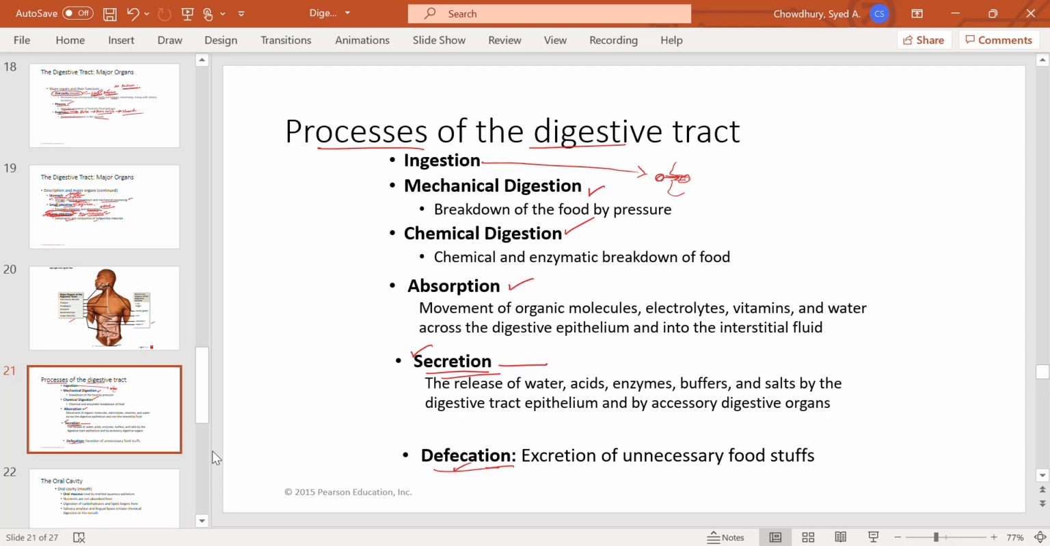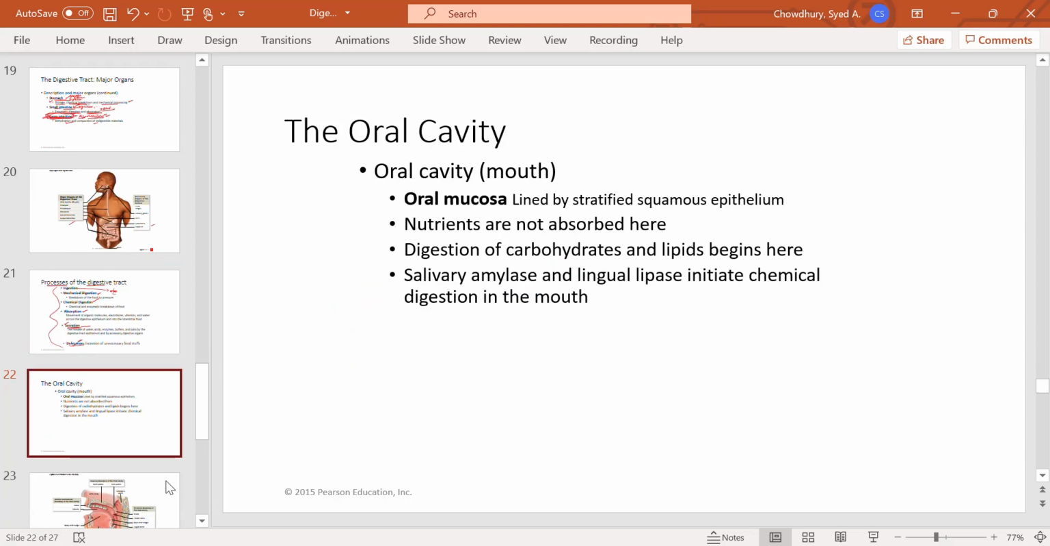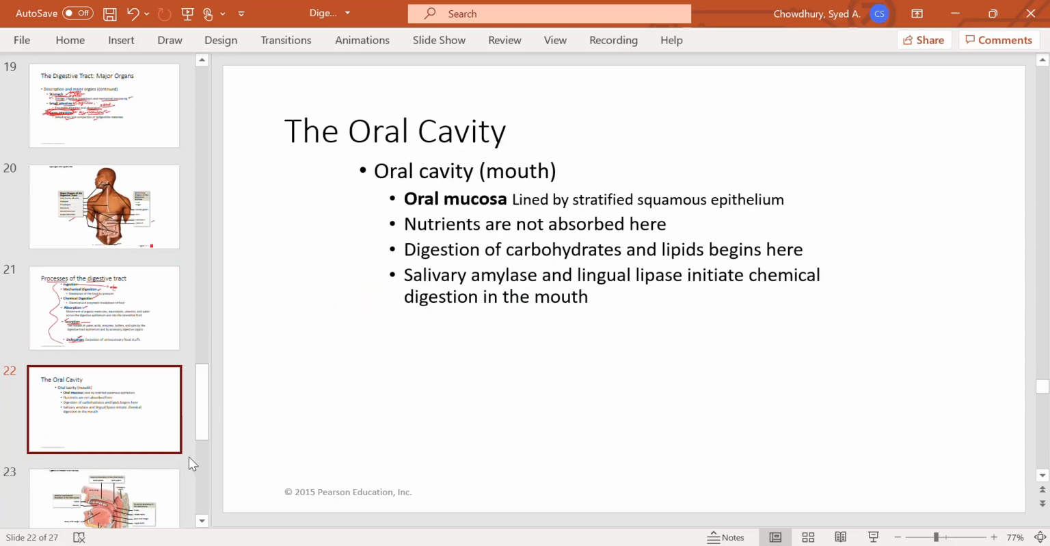Okay, how are the unabsorbed or unused, unnecessary foodstuffs excreted as feces from the body. So those are the processes that take place in the GI tract. Okay, now the first organ is the oral cavity.